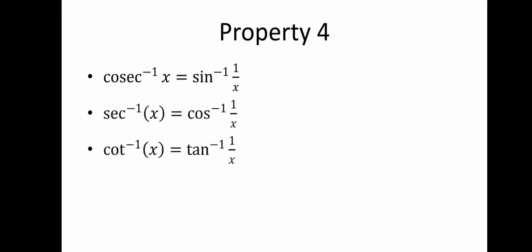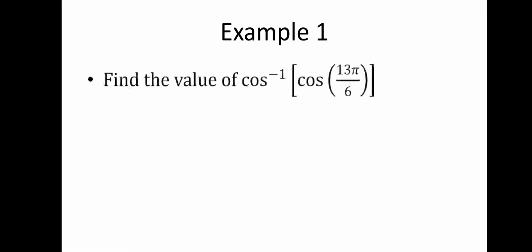And so is the other two. Sec inverse x can be written as cos inverse 1 by x, and cot inverse x can be written as tan inverse 1 by x. Fine. And obviously x must be in its domain. Fine. So once we are done with this, let's move to the examples. Now let us solve a few examples and understand all these properties together. So let us take the first example. Find the value of cos inverse cos of 13 pi by 6.